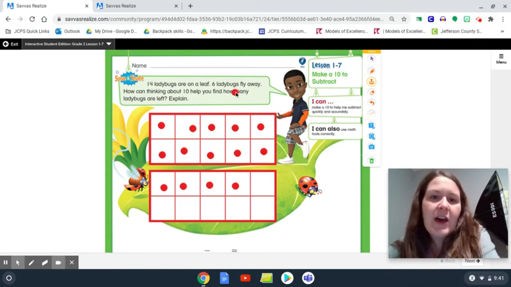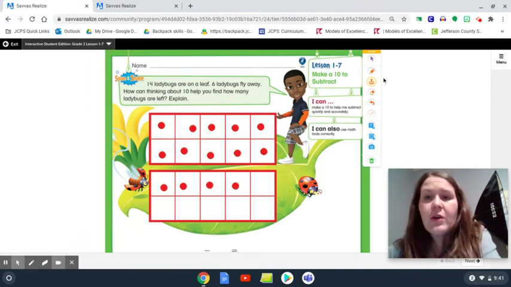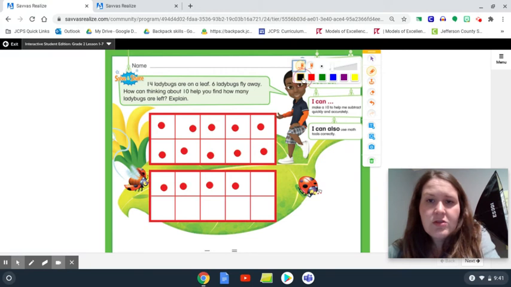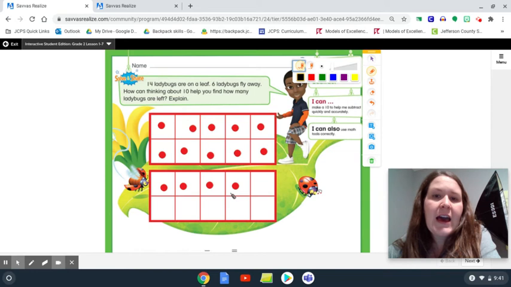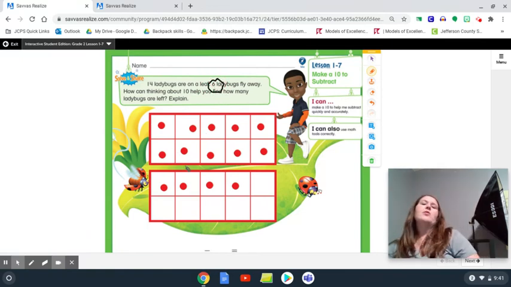So now the problem told us next that 6 ladybugs fly away. So they flew away. They're gone. I'm going to use the pencil tool, and we'll do it in black. And I know I had 6 that flew away. So I'm going to draw a circle around 6.